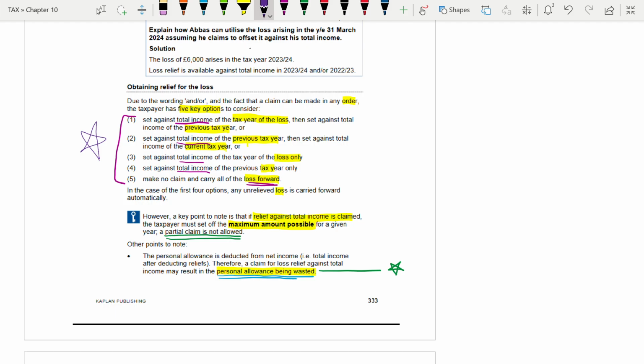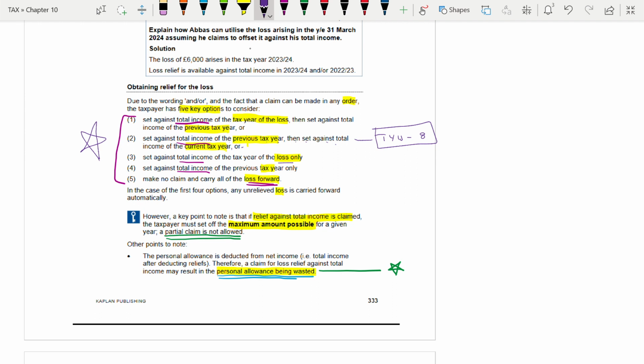Then you have to go to the previous year. This is the answer for that. Set against total income of the previous tax year, then set against the total income of the current tax year. Okay, this is with respect to test your understanding 8. Set against total income of the loss year. What we are doing is settling the loss in the same year.